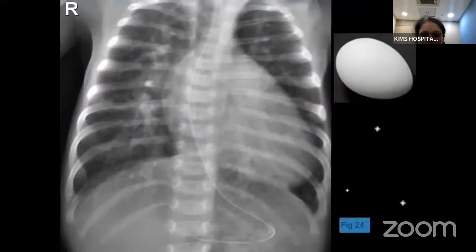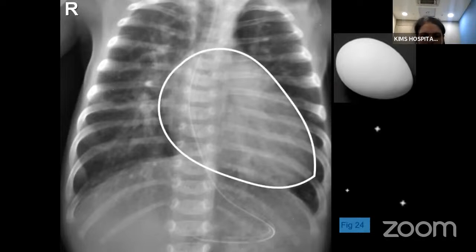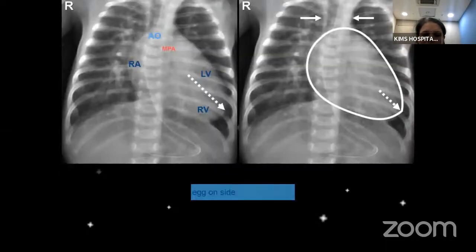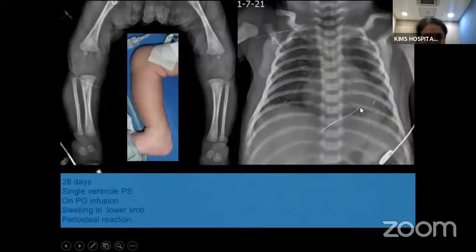This is a newborn that presented with cyanosis with borderline saturations ranging between 80 to 85%, and there was a short systolic murmur on evaluation. So this represents the classical egg-on-side appearance of transposition of great arteries, caused because of the narrowing of the apex. So this is the egg-on-side or egg-on-string appearance. This is caused because of the parallel orientation of the aorta and the pulmonary artery, and this is classical of TGA.